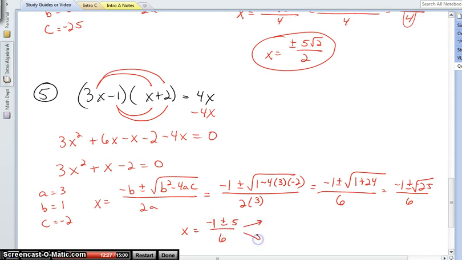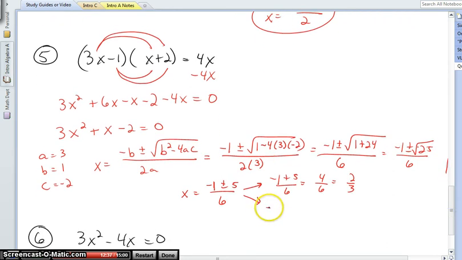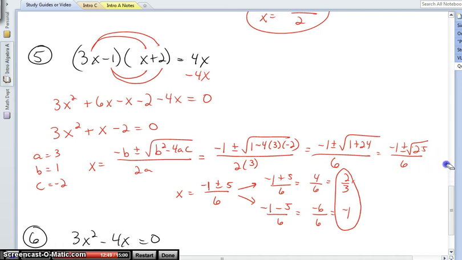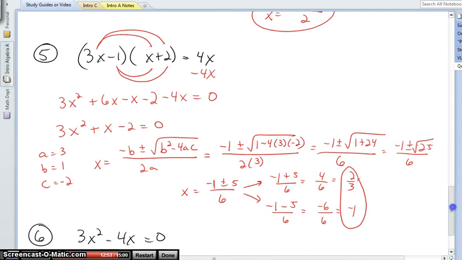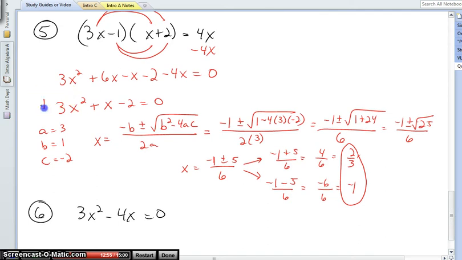So now I've got two possibilities. Negative 1 plus 5 over 6, which is 2/3, or negative 1 minus 5 over 6, which is negative 1. So those are my two solutions. Again, since I got rational solutions, that means that it was factorable. So I could have factored my answer, or my original equation here.